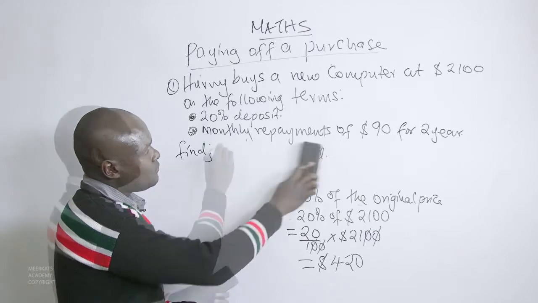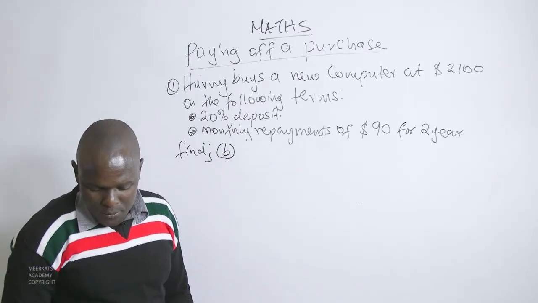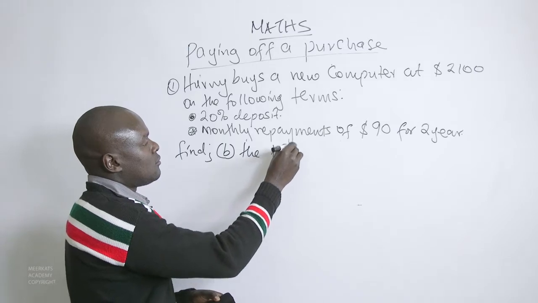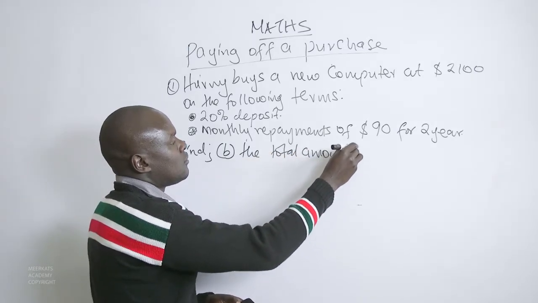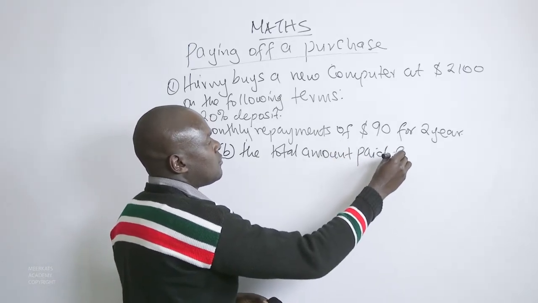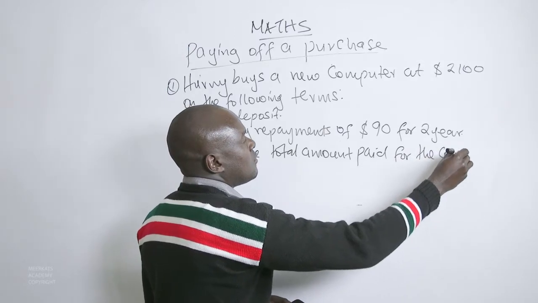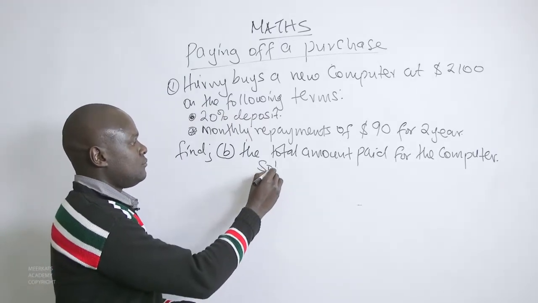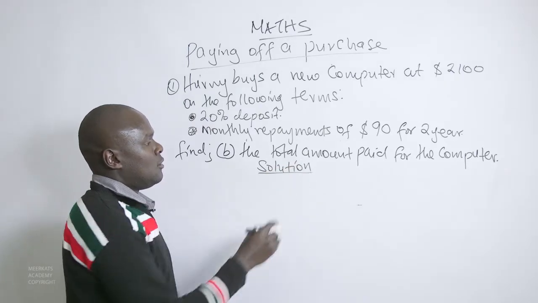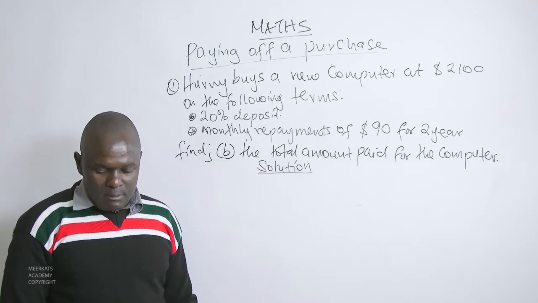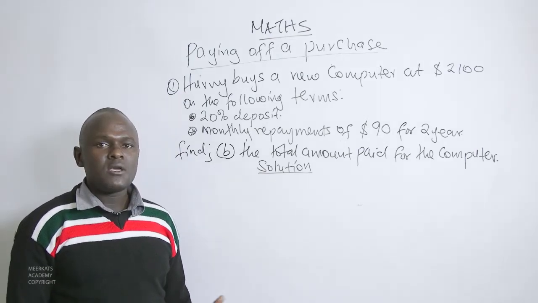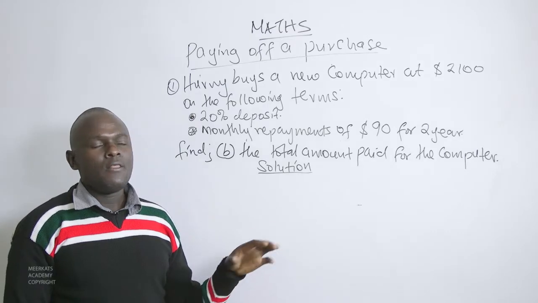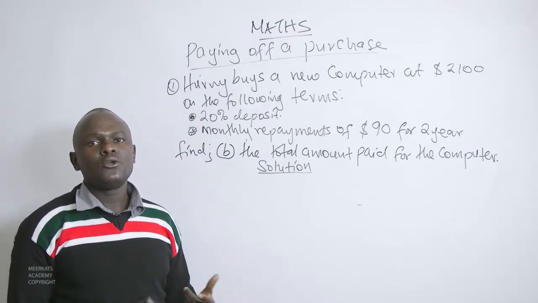Let us look at the second question, part B. We find the total amount paid for the computer. Now, when we talk about the total amount paid for the computer, this means any payment that will be made towards the same. And this will include the deposit that was made and the sum of all the installments.